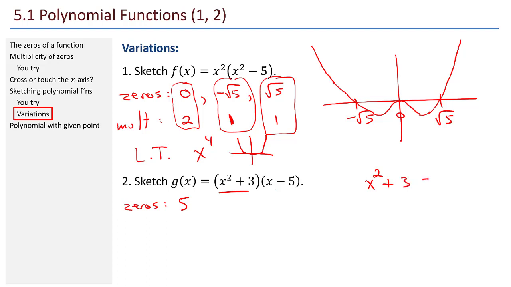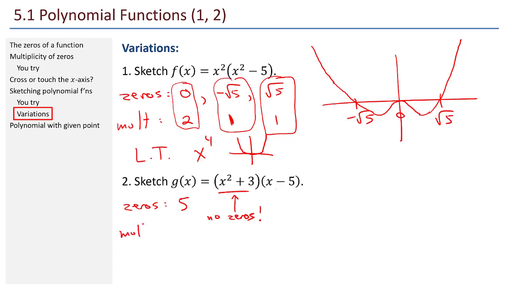X squared plus 3 equals 0. X squared equals negative 3. Uh-oh, wait a second. X squared equals negative 3. That can't happen, at least not in the real numbers. There's no real number that squares to negative 3. So what I conclude is this factor does not tell me any zeros. It does not contribute any zeros to the function. No zeros. So the only 0 is 5.